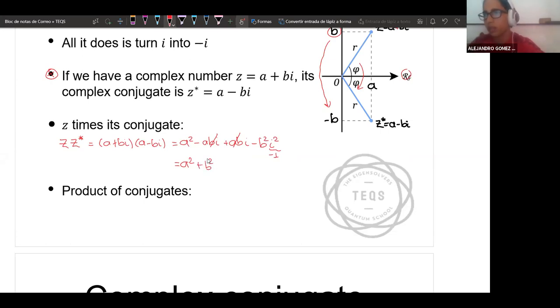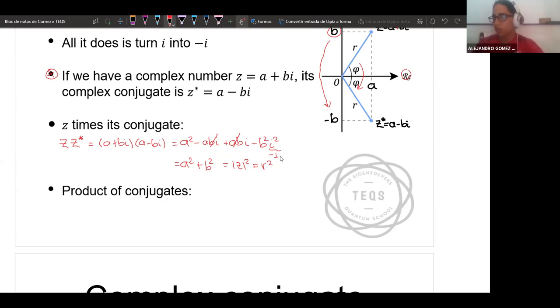So this is really interesting and useful because we can use the conjugate to compute the magnitude, because this is the Pythagoras theorem. This is just the magnitude of the complex number squared, or in terms of the radius, the radius squared. That's why the conjugate is useful, because it allows us to compute the magnitude of the complex number. And the magnitudes are going to be the most important quantities in the sense of quantum mechanics.